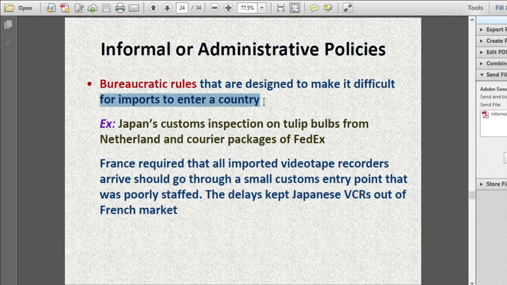France required that all imported videotape recorders arriving should go through a small customs entry point that was poorly staffed. The delay keeps Japanese VCRs, or videotape recorders, out of the French market. So, ito yung mga strategy para makalimit ng pag-import, no? Kasi the more na binibili natin yung sariling atin, the more na kumikita tayo.